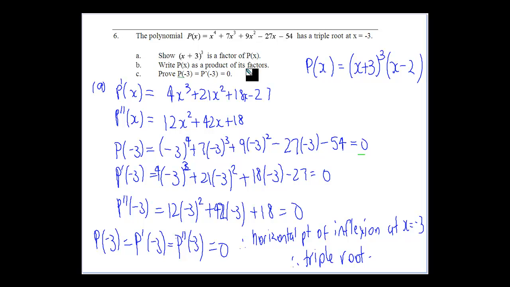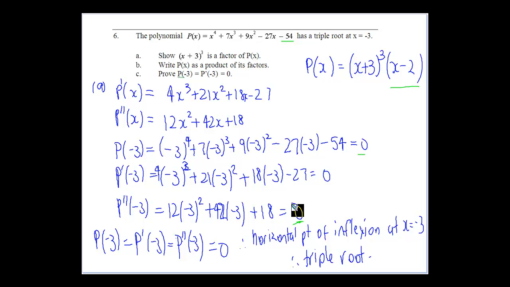Writing them as a product of its factors, well, this is what we get there, (x plus 3) all cubed. Again, because it's monic, makes life easier, and 3 cubed is 27. 27 times minus 2 would give us the minus 54 there. So that's how we get the x minus 2. And prove that the first derivative p'(minus 3) is equal to 0. So we're able to show that, and just for good measure, the second derivative at minus 3 is equal to 0 as well.